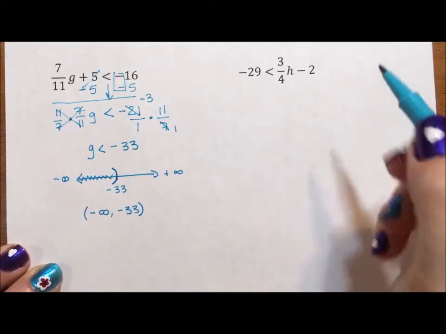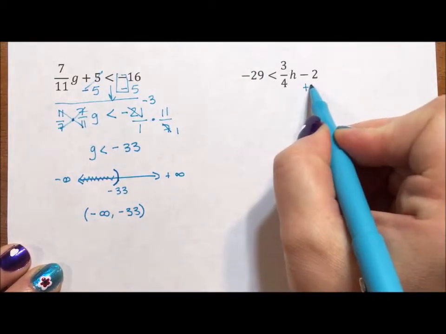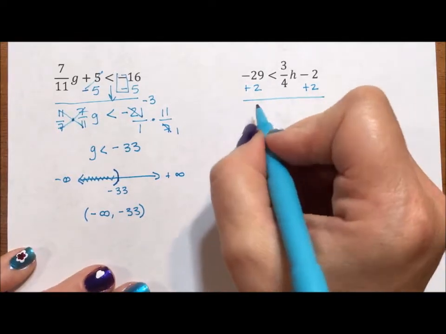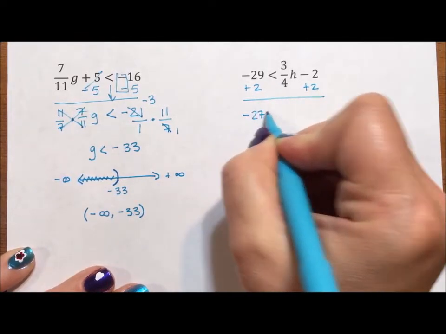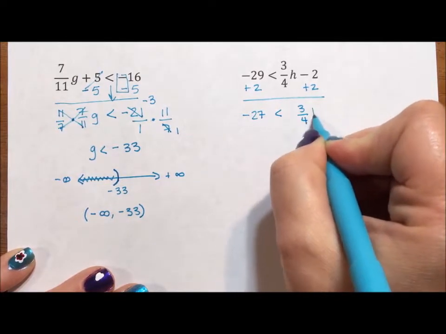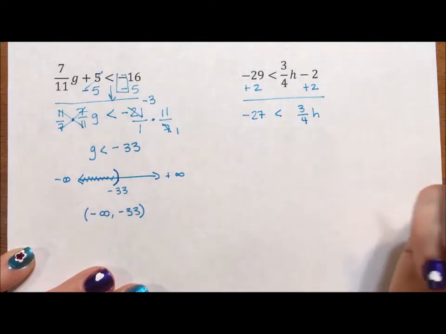All right, so for this one, I'm going to add 2 to both sides. This time, because the signs are different, they're going to battle. There are going to be negative 27 of them, is less than 3/4 h. Notice I'm kind of shifting everything so everything has a little bit of room.